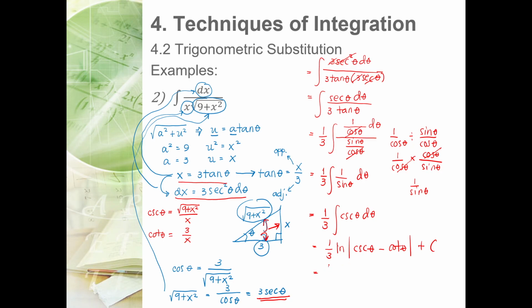So this will be 1/3 ln of, so cosecant theta is square root of 9 plus x squared all over x. Then cotangent theta is 3 all over x plus c. So we can simplify it in one term because the denominators are similar. So we have the same denominator, so we can combine them. So this will be square root of 9 plus x squared minus 3 all over x plus c. So this is your final answer.